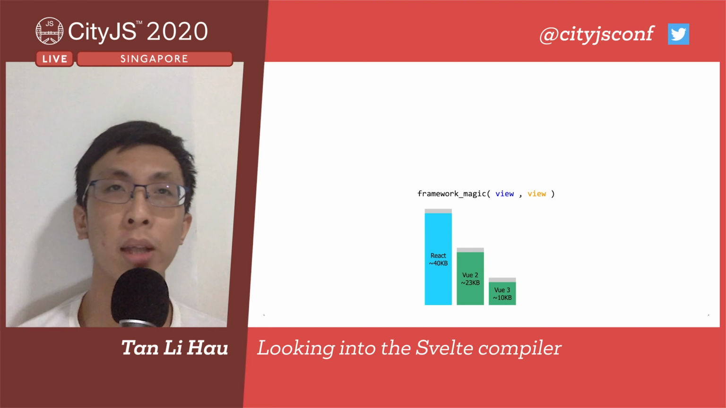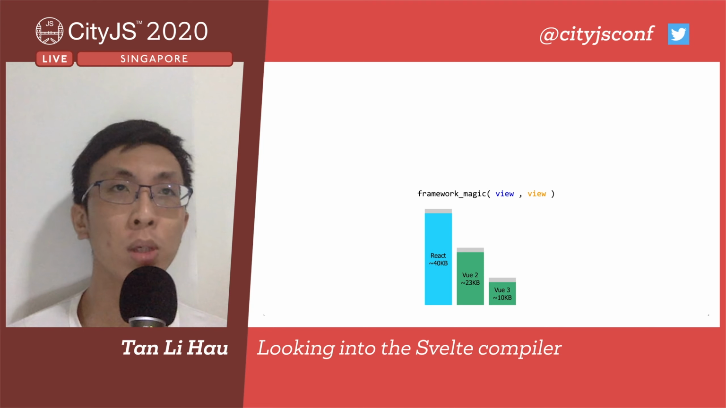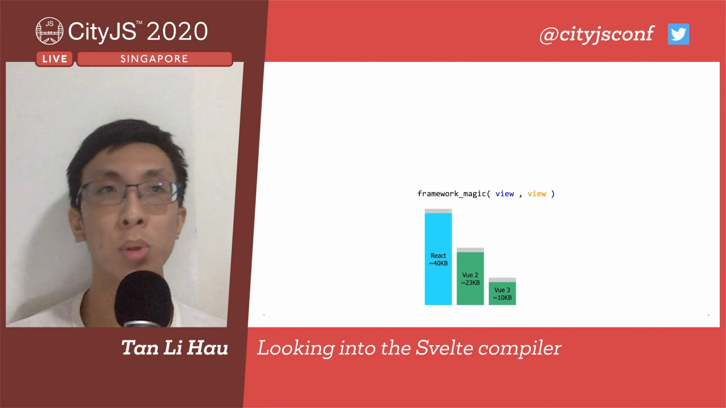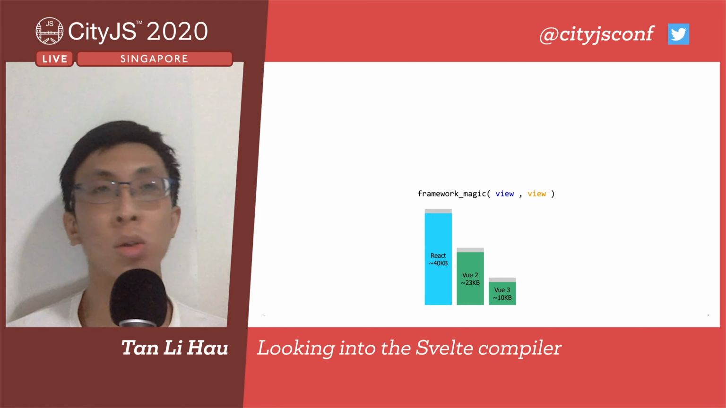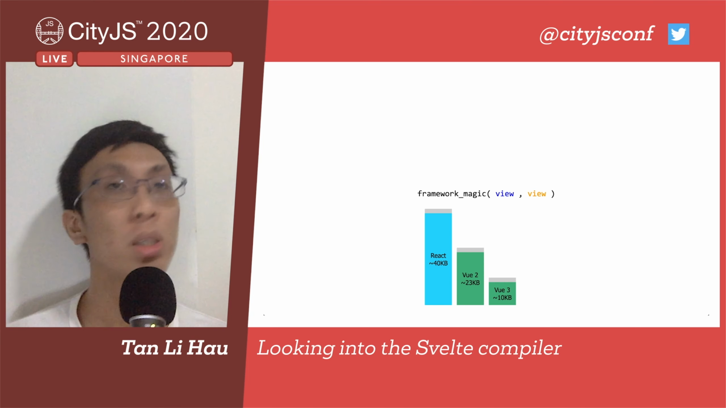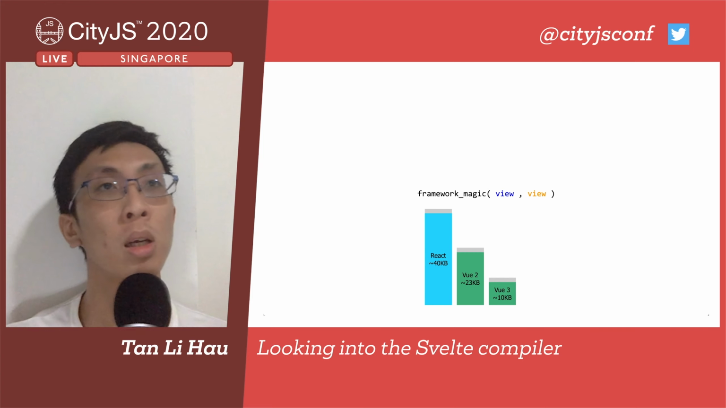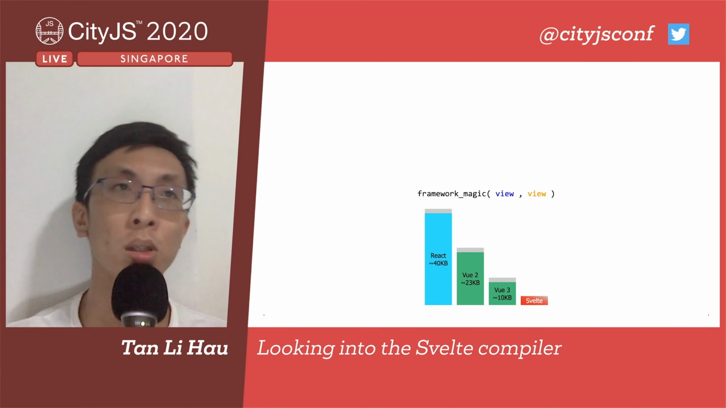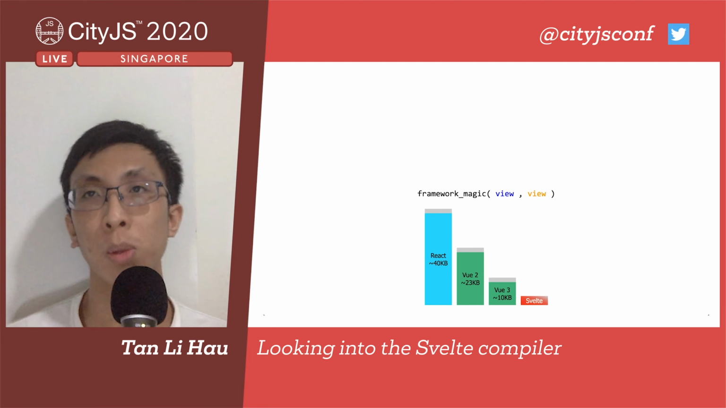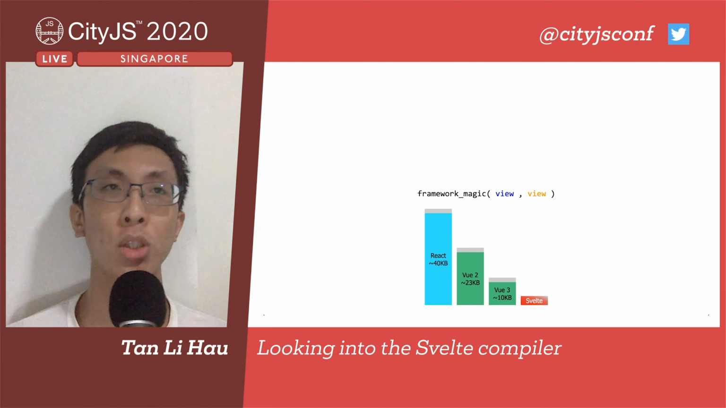However, this doesn't have to be the only way of doing things. What if we could shift all the work done in the framework magic from runtime to build time? We can analyze the code and figure out all the possible states and views and the possible transitions between them, and generate just enough code to do just that. And that's the core idea of Svelte. Svelte compiles the Svelte code into optimized JavaScript code that grows linearly along with your application.